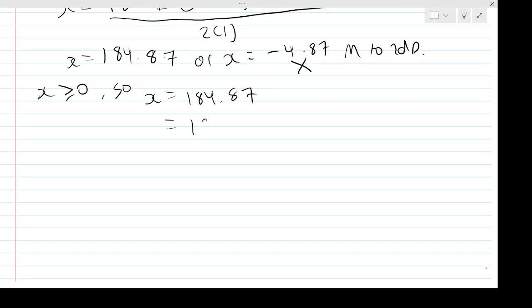And that's going to be 185 meters to the nearest whole number, I'll just say. And there we are. Cool.